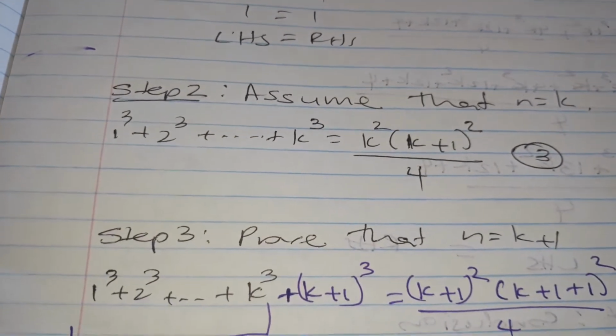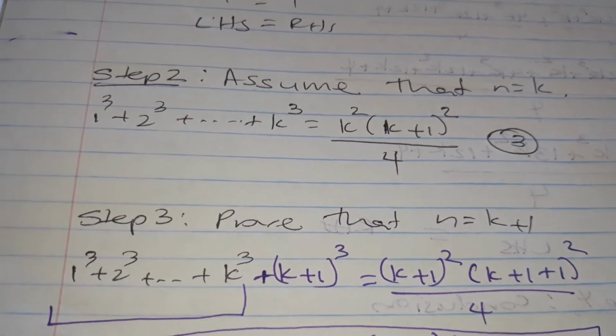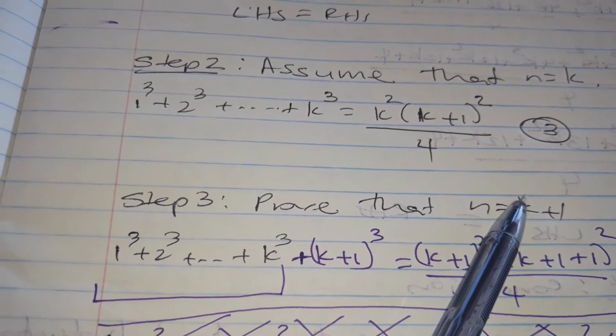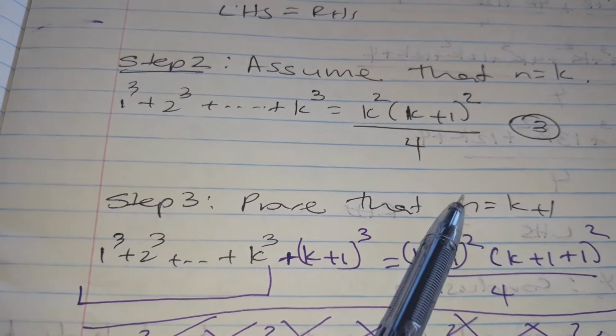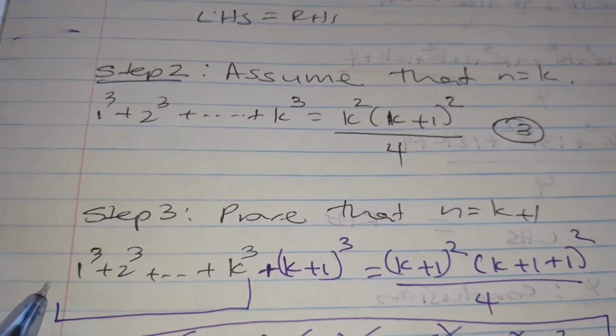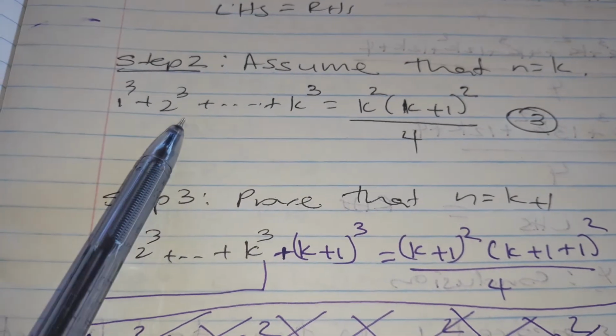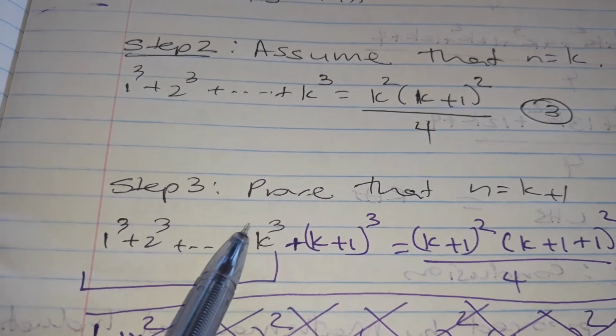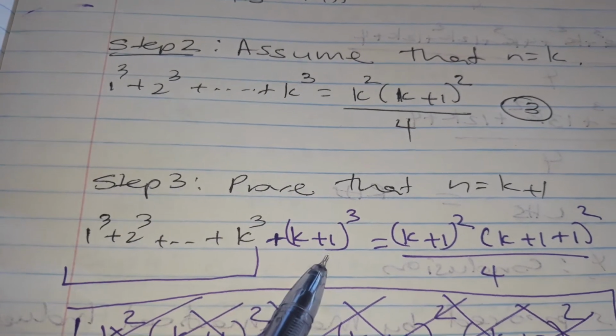Okay. Now let's look at step 3. Step 3 says prove that it is true for n equals k plus 1. That means everywhere that I had an n, I'll replace it with k plus 1. Right? So this is exactly the same as step 3 there. And then plus, instead of k, I'll use k plus 1. So plus k plus 1.